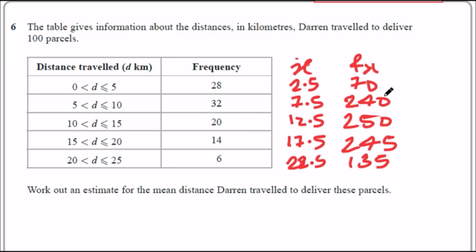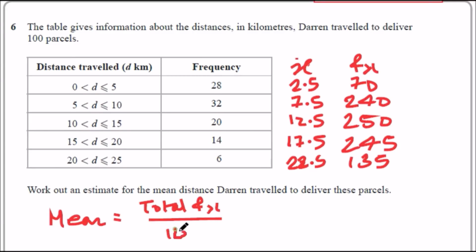Okay, and these are the answers I got. Again, I just multiplied across, so f times x will give you each of these values. Therefore, the mean would be the total of these, so add up every single value. So the mean is the total fx over the number of parcels, which is of course 100. And once you put it in the calculator, you should get the following.